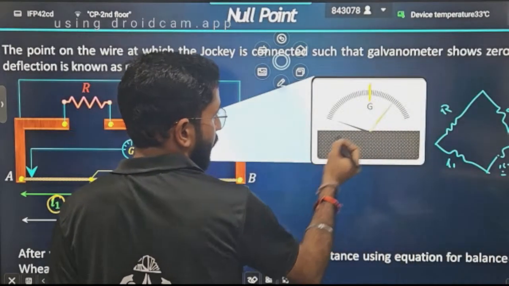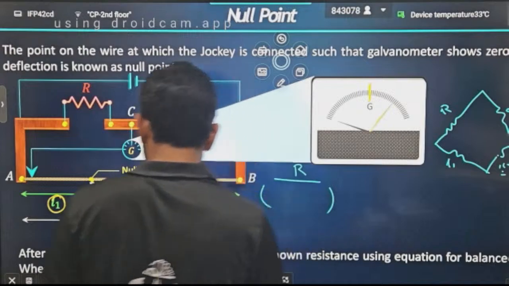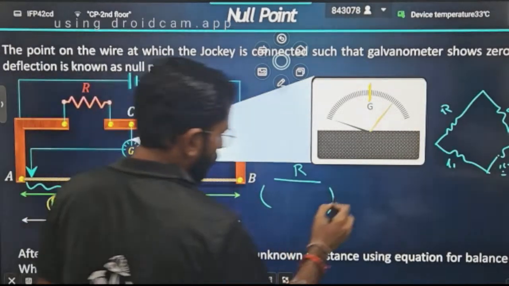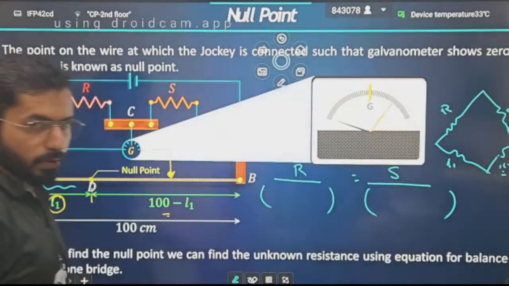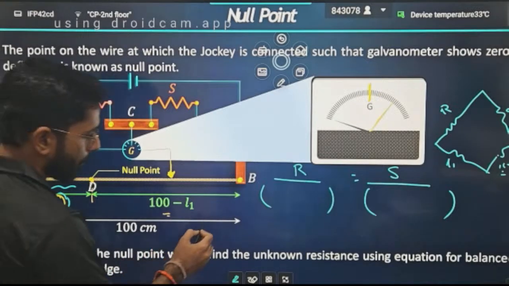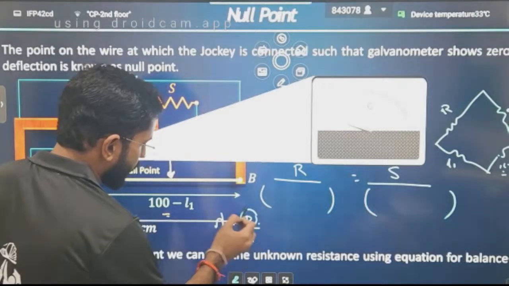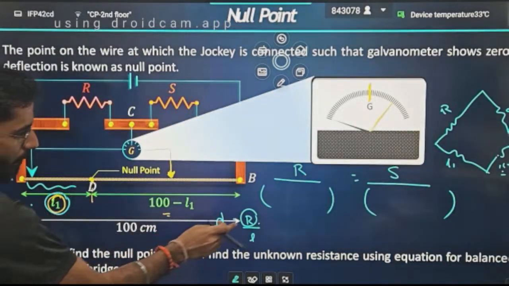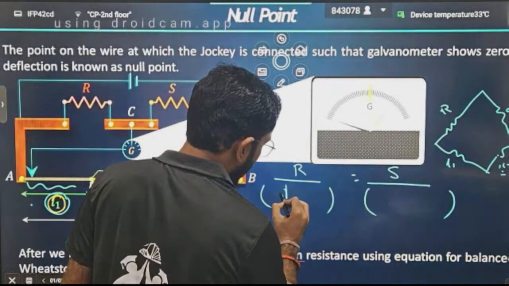And what I can say, the resistance R divided by the resistance of this section should be equal to the ratio S divided by the other section, because the ratios are equal in a Wheatstone bridge. Now tell me how you will be writing this resistance. You remember that I have defined a term, resistance per unit length, lambda. Lambda is what? Resistance per unit length. If I have to write the resistance of this section, how will I be writing? I will write lambda into length.